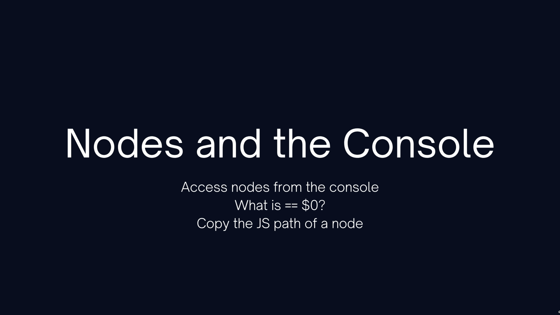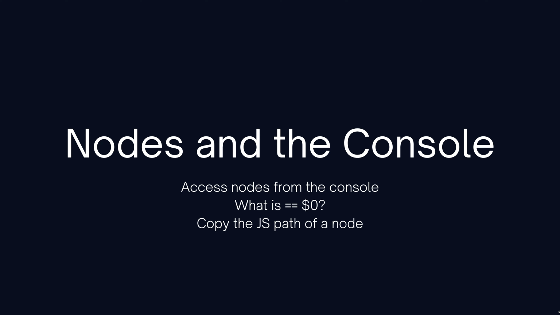Hi guys, in today's video we're going to be taking a slight detour into the world of nodes and the console. We are going to be specifically looking at how to access nodes from directly within the console, and we're also going to be looking at what this unusual double equal sign $0 syntax means. Finally, we're going to be looking at copying JavaScript node paths into the console so that we can manipulate those nodes from directly within JavaScript.